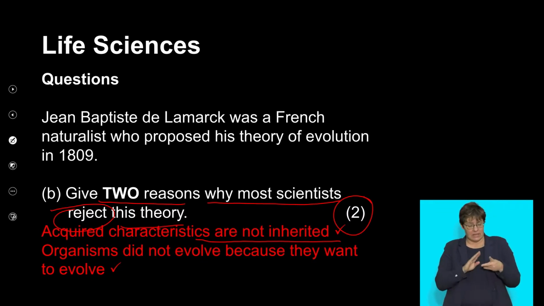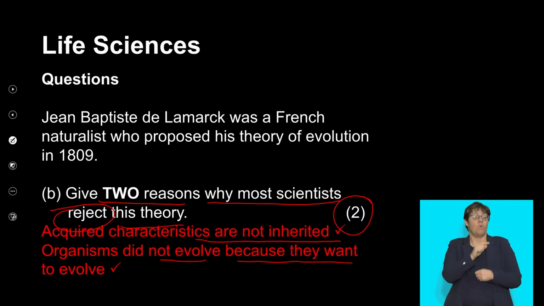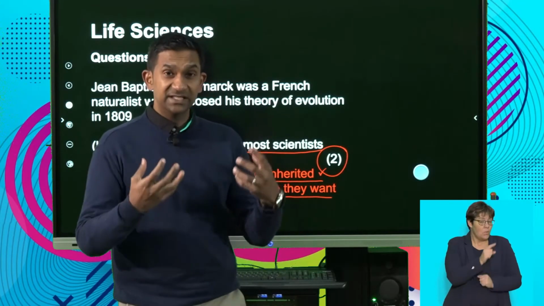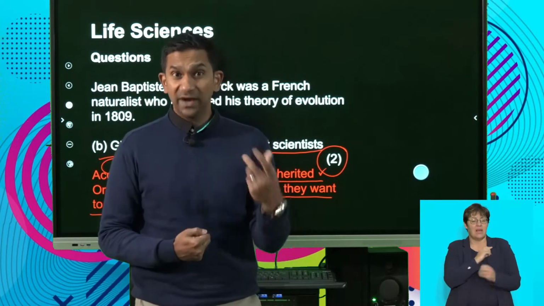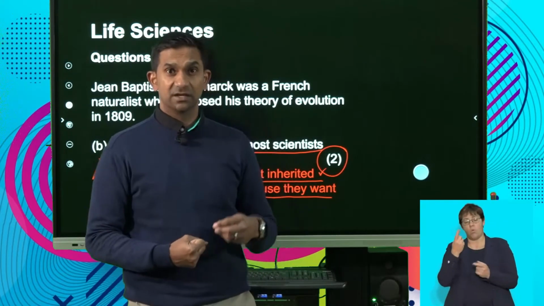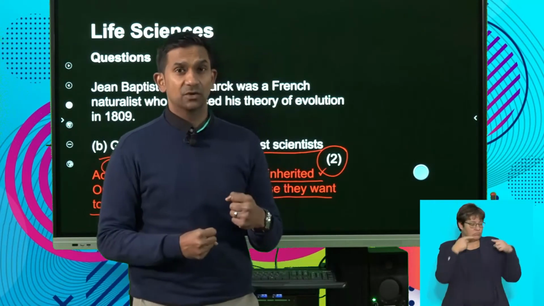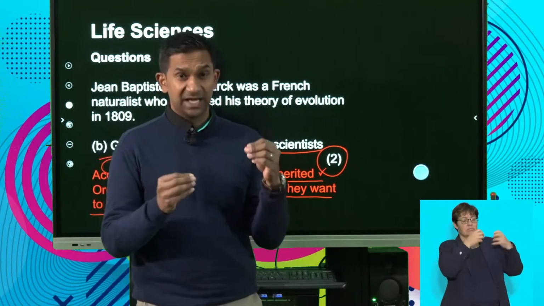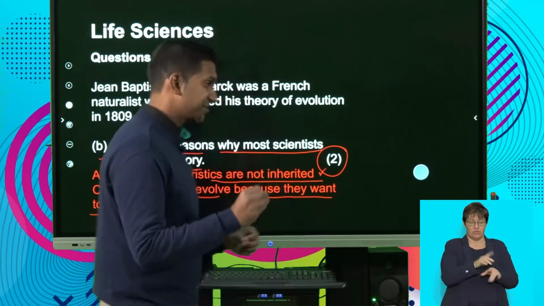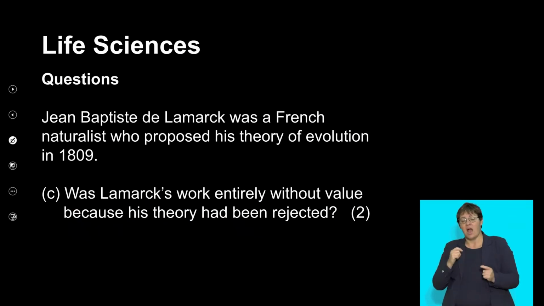Secondly, organisms do not evolve because they want to evolve. Individuals don't change because they want to. Change happens because of things that go wrong or go right, so mutations, random fertilization, or the randomness of gametes being fused, and that is what drives change in species.